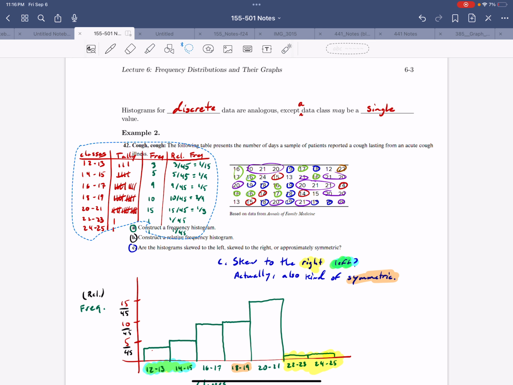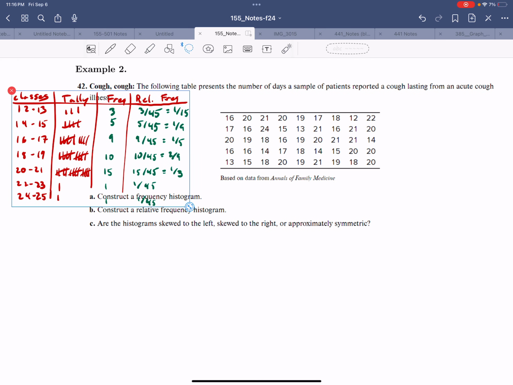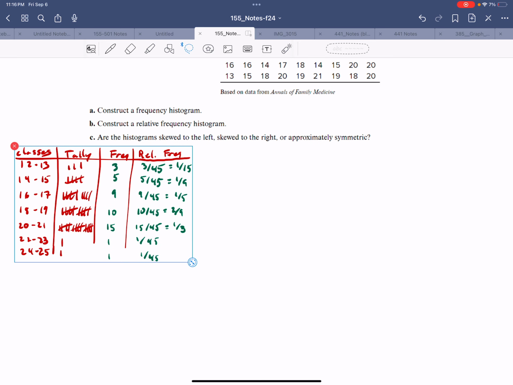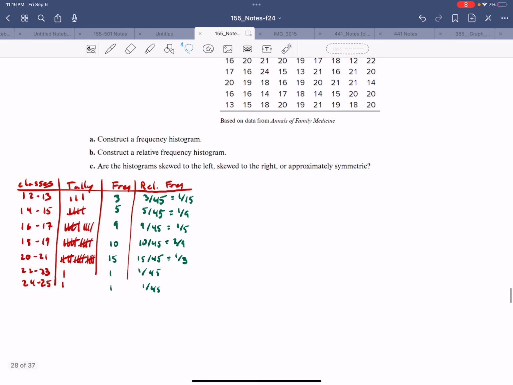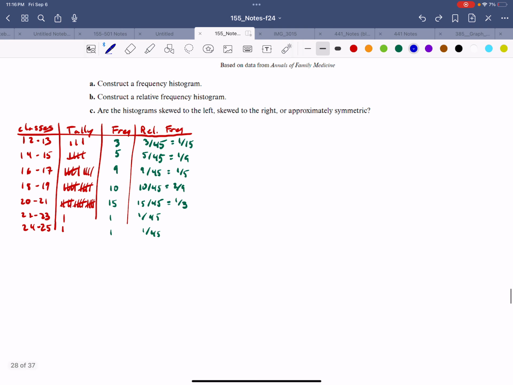Copy that. And I guess I'll paste it right here. So for part A, to construct a relative frequency distribution, it would look something like that. Note that this is the frequency chart, and then this is the relative frequency chart. So we've got that.